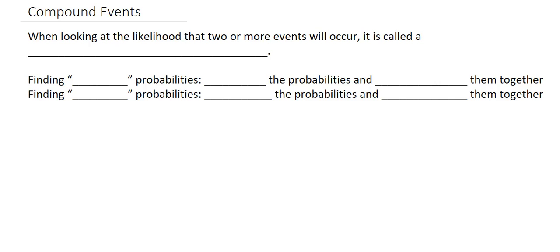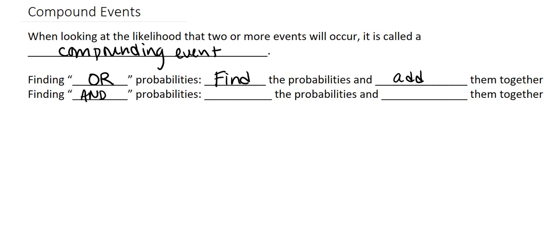Compound events. When looking at the likelihood that two or more events will occur, it's called a compound event. And so when we're finding "or" probabilities, we find the probabilities and add them together. And then when finding "and" probabilities, we find the probabilities and multiply them together. So let's look at the first example to see this.